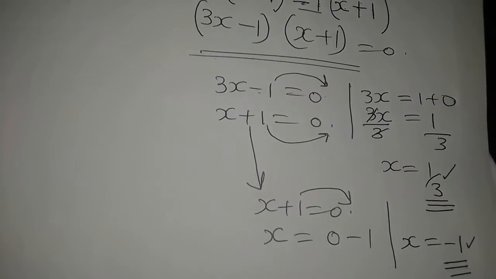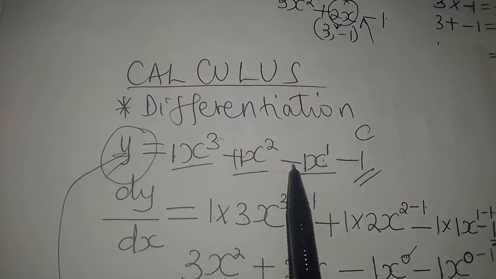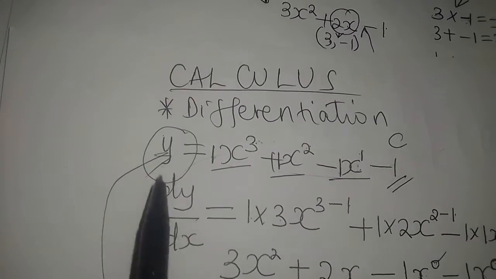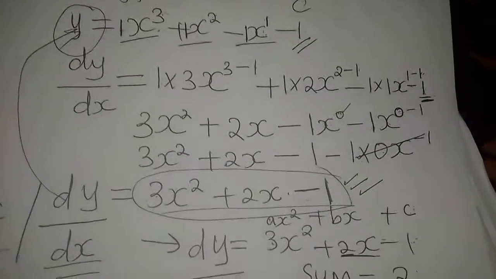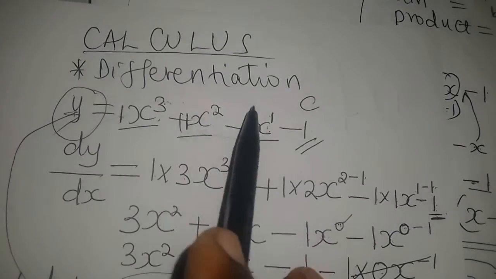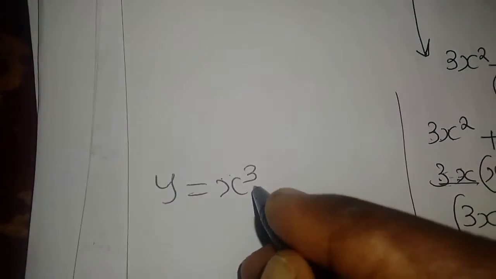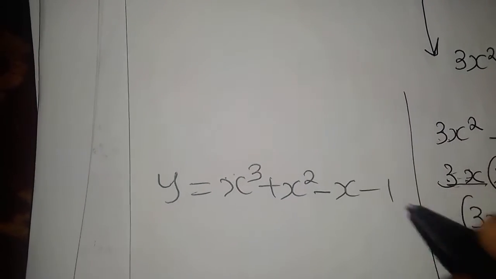So I'm supposed to get the corresponding values of y. I'll go back to the equation. It reads y is equal to x cubed plus x squared minus x minus 1. So when I replace the values of x I've gotten here in that curve, I must be able to get the corresponding value of y. So I'm going to write it down here, and I have it as y is equal to x cubed plus x squared minus x minus 1.